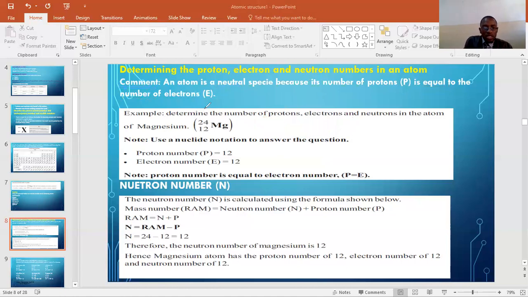So straight into an example, we have magnesium. Can you find the number of protons, the number of electrons, the number of neutrons in magnesium using the nuclide notation?